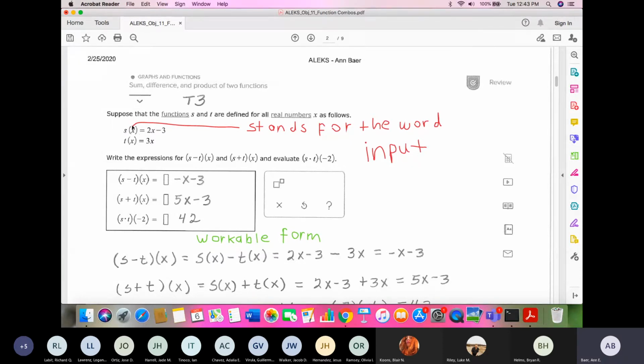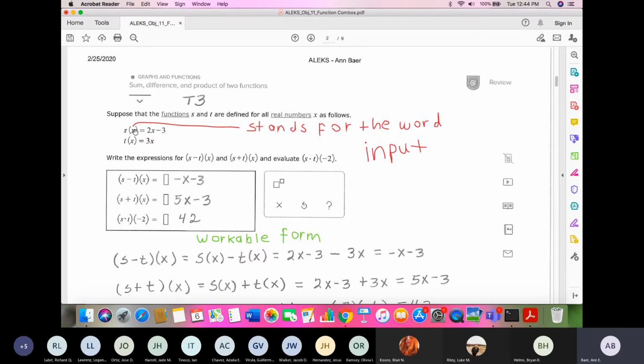All of this, for example this s of x or this t of x, stands for output. So the left-hand side stands for output. The entire left side stands for output. So the x is the input, the y is the output. And in this case, y is really s and y is really t here. So it's important to know that what's inside those parentheses is input, whatever that is. Later on, we're going to see something with a y in it inside these parentheses. It's still the input.